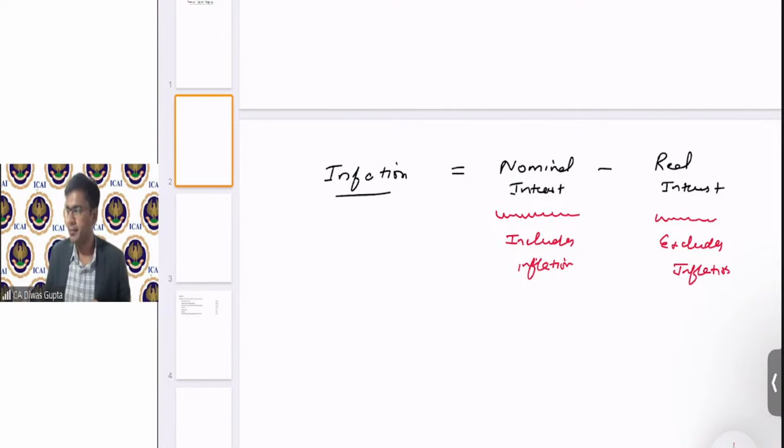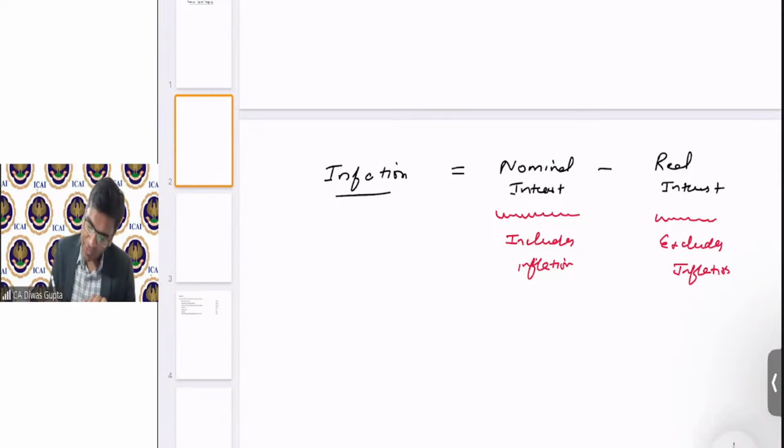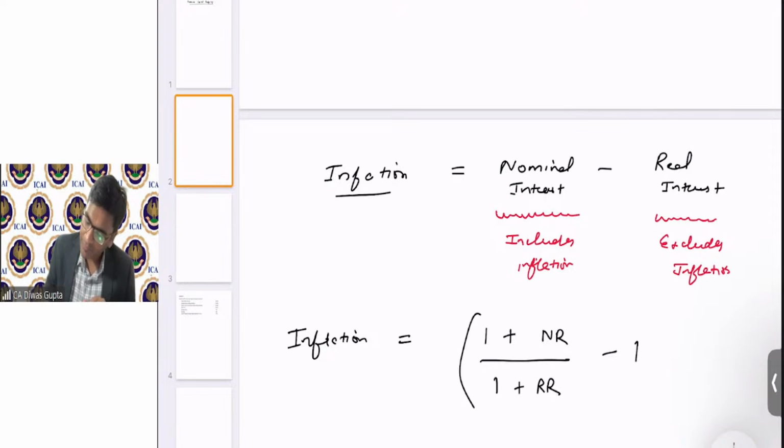Mansha, we will come to that. Okay. But in this, there is an inherent risk. What is the risk? We are just taking the absolute interest rate and reducing it. The second way we calculate inflation is: inflation is equal to 1 plus nominal rate divided by 1 plus real rate, minus 1.